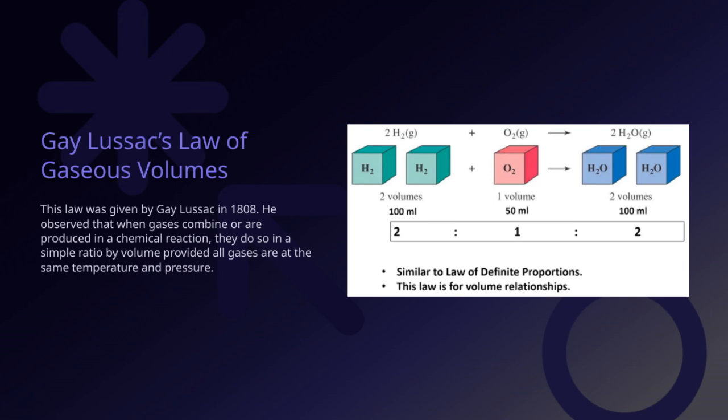Essentially, Gay-Lussac's law of gaseous volumes tells us that the volumes of gases involved in a reaction relate to each other in whole number ratios under consistent conditions. This insight was important because it helped us understand the quantitative relationships between gases in chemical reactions, which is a key part of the bigger picture of gas laws and chemical stoichiometry.